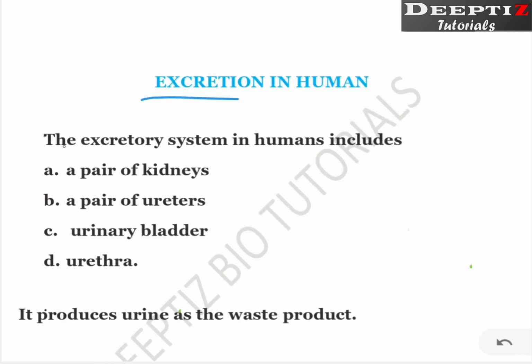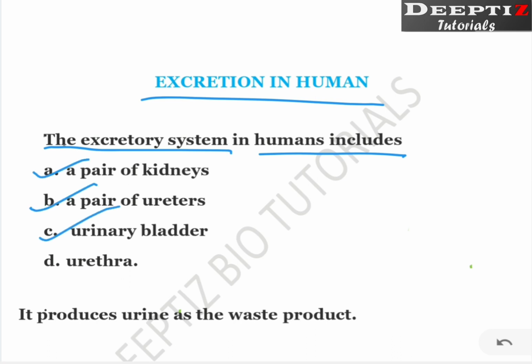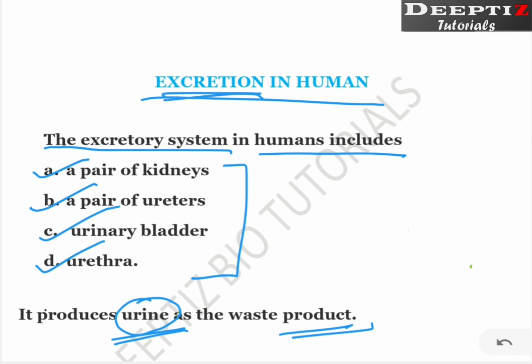Let's see how excretion in humans takes place. The excretory system in humans includes a pair of kidneys, a pair of ureters, a urinary bladder and a urethra. This complete structure together forms an excretory system, and this system produces the waste product in the form of urine. So what is urine actually? Urine is the excretory product in humans.